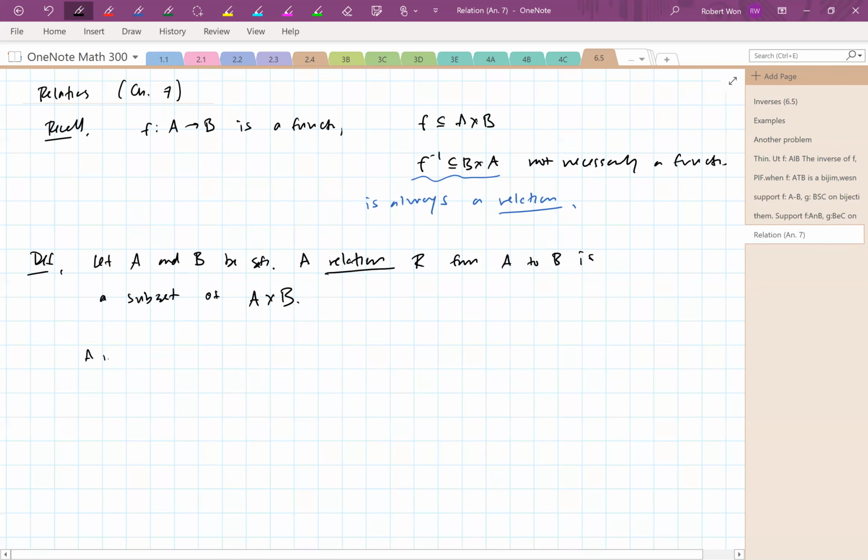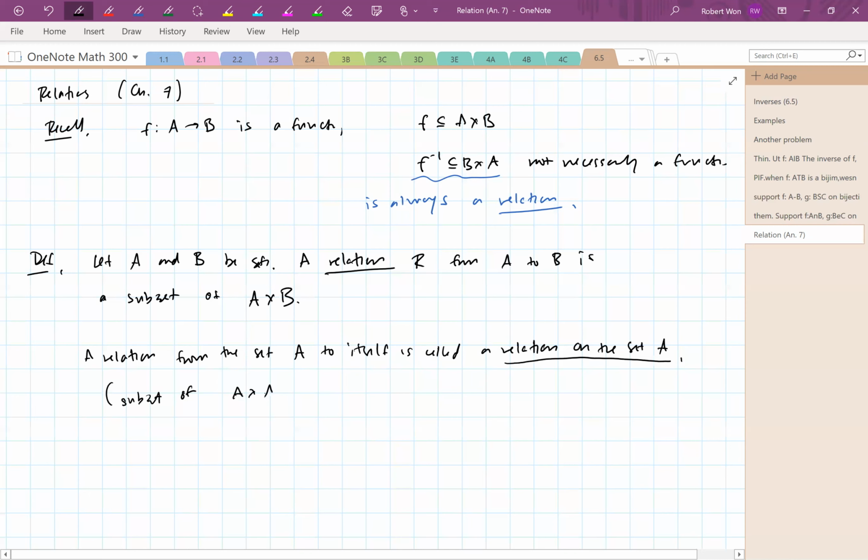Okay, now a relation from the set A to itself is called a relation on the set A. So that's the special case. It's just a subset of A cross A. So you can define a relation between any two sets that you want. But if you have a relation from a set to itself, I call that a relation on the set.